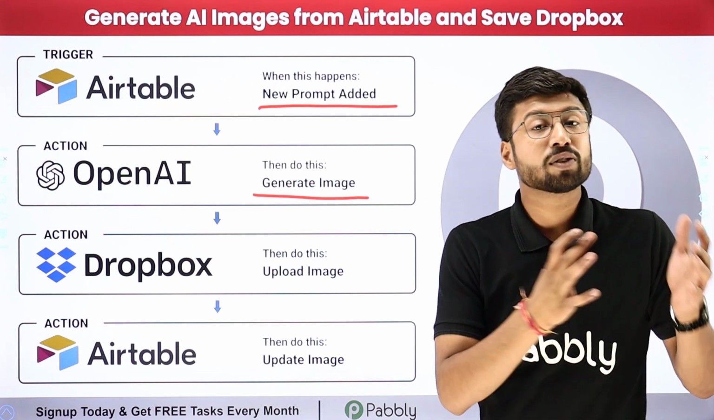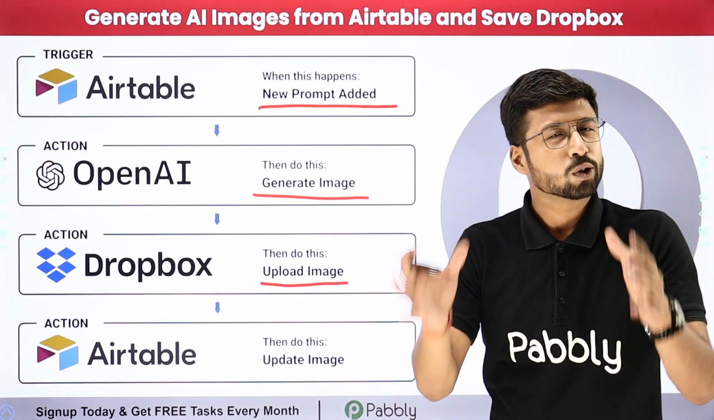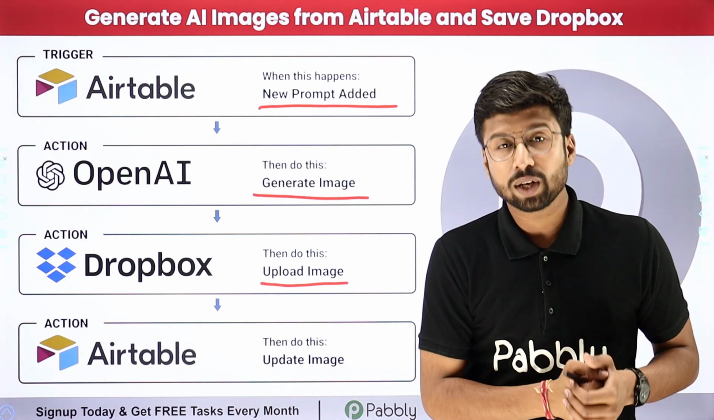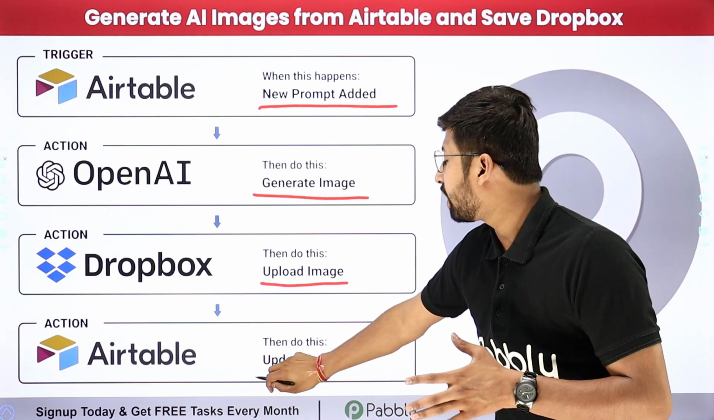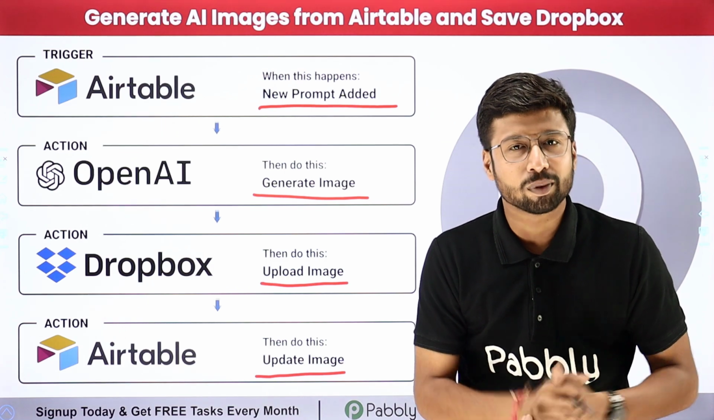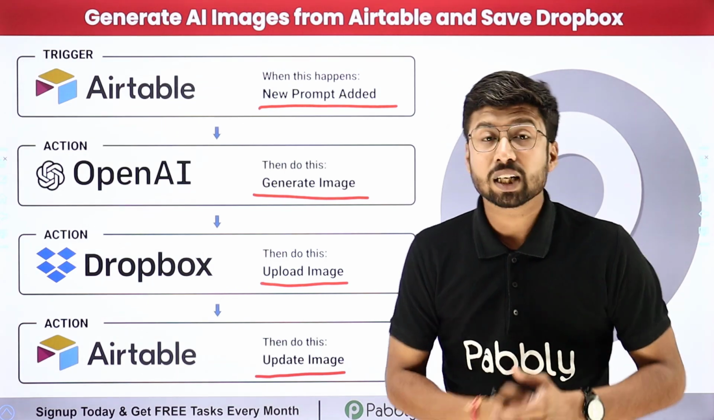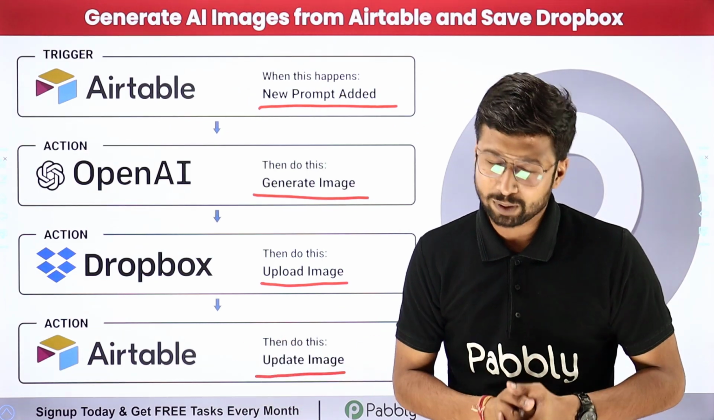Now the generated image will be stored, uploaded or saved in our Dropbox account into a specific folder so that we can access that image later on as well. And also we are going to upload the same image, add the same image as an attachment into the same row or the same record of Airtable where we have added the prompt. Now, if you want to learn how you can set up this complete automation all by yourself, for that you just have to come with me to my screen.